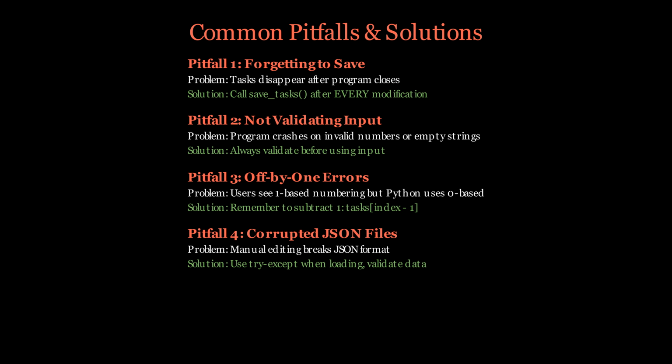Pitfall 2. Not validating input. If users enter letters when you expect numbers or empty strings when you need descriptions, your program crashes. Solution: always validate input before using it, check types, ranges, and content. Pitfall 3. Off by 1 errors. Users see tasks numbered 1, 2, 3, but Python lists start at index 0. Solution: always subtract 1 when accessing tasks, bracket index minus 1.